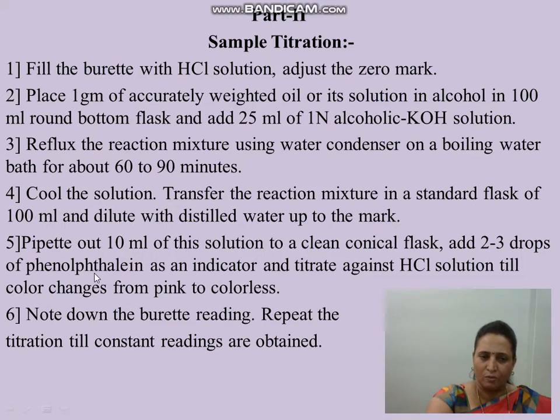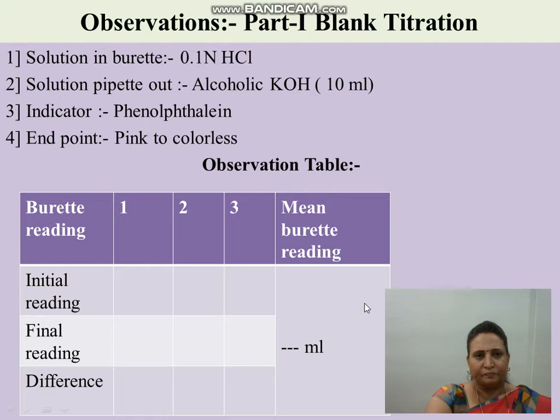Add 2 to 3 drops of phenolphthalein as an indicator and titrate versus HCl till the color changes from pink to colorless. That is the end point. Note down the burette reading. Repeat the titration till constant readings are obtained.